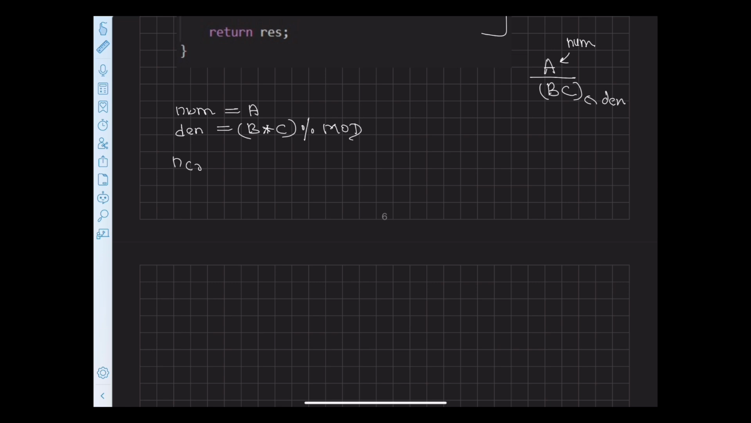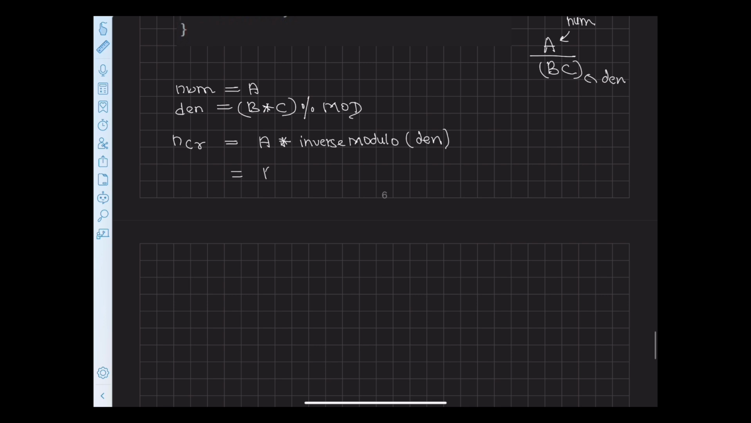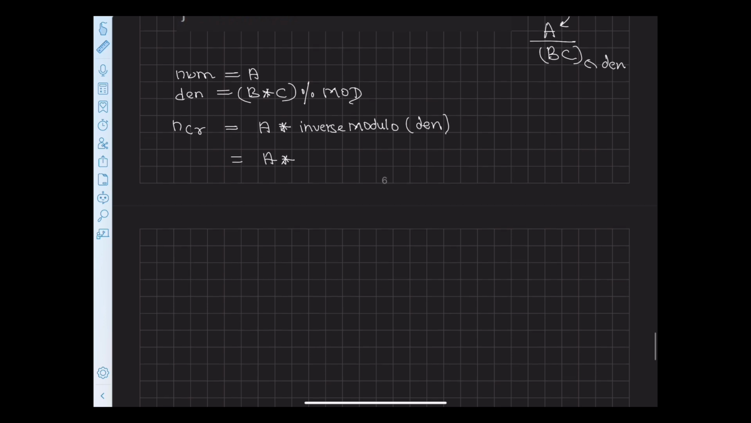So what is our NCR value? Our NCR value is going to be a multiplied with the inverse modulo of den. And what is the inverse modulo of den? Well, I've already told you just right now, the inverse modulo of den is den raised to the power of mod minus 2. Okay, so we have to take again the modulo.